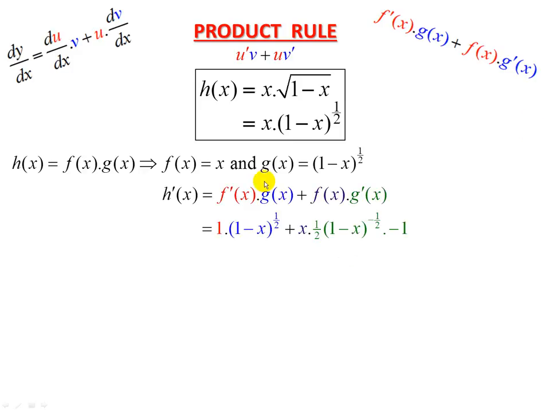There we are. f prime of x. Well, f of x is x, so f prime of x is 1. g of x. Well, there's g of x, plus f of x, just x, times g prime of x. Now this is where we have to be careful. Remember the warning a little bit back.